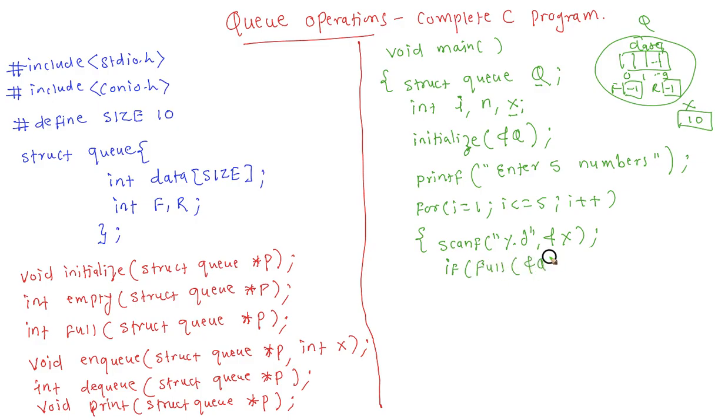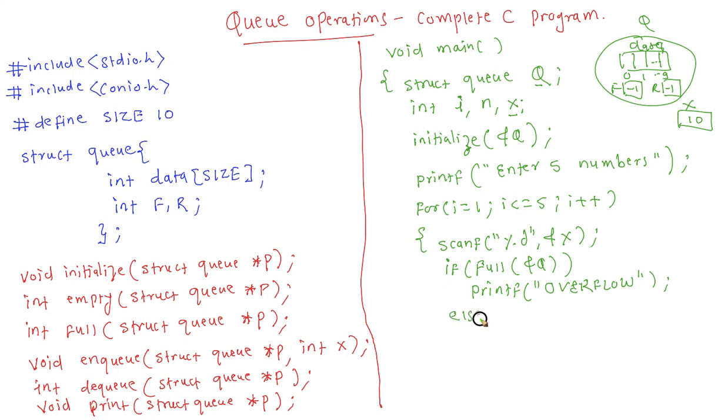If full and queue. I'm calling full and I'm checking, is the queue full? If the queue is full, this full will return 1. That means this condition will be true and the queue is full. So this time I'll say printf overflow, right? I'll simply print overflow. And then maybe I'll keep on printing the same message for other elements also, or I may write exit 0 so that I can exit from this loop, right? If the queue is full, I'll print overflow.